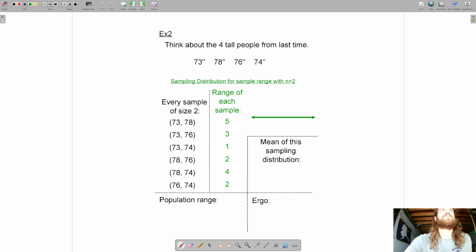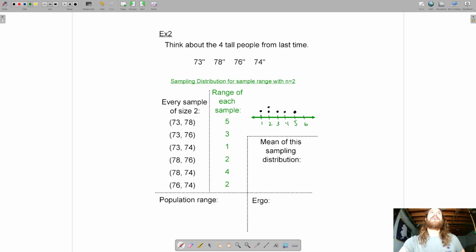Let's take a look at the range. In this case, this is also graphed on the board. You have a 1, a 2, a 3, a 4, 5, a 6, whatever. And then what does our distribution look like? It looks like this: our sampling distribution has a 1, a 2, a 2, a 3, a 4, and a 5. That's all of them. So this thing in green and these numbers in green are the sampling distribution for the sample range with n equals 2.